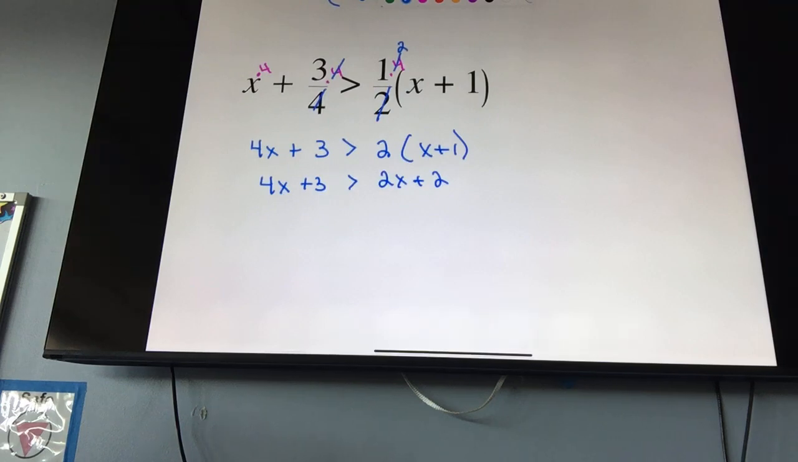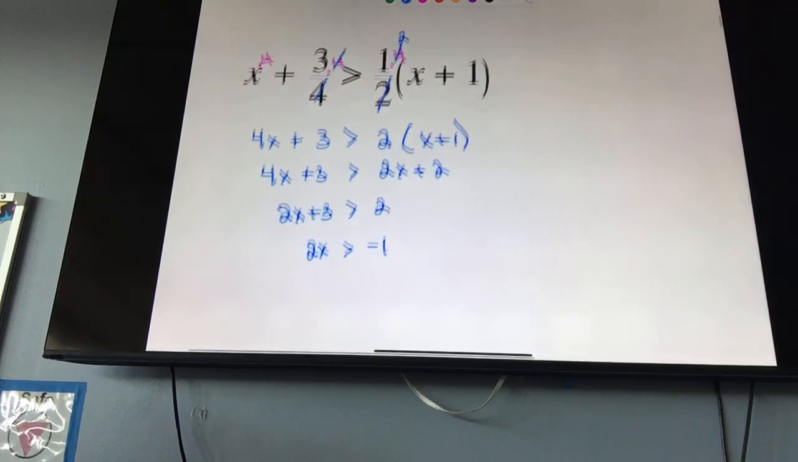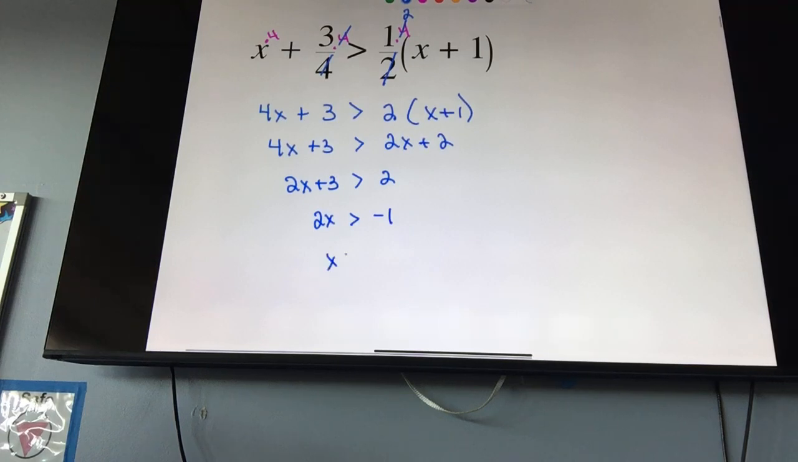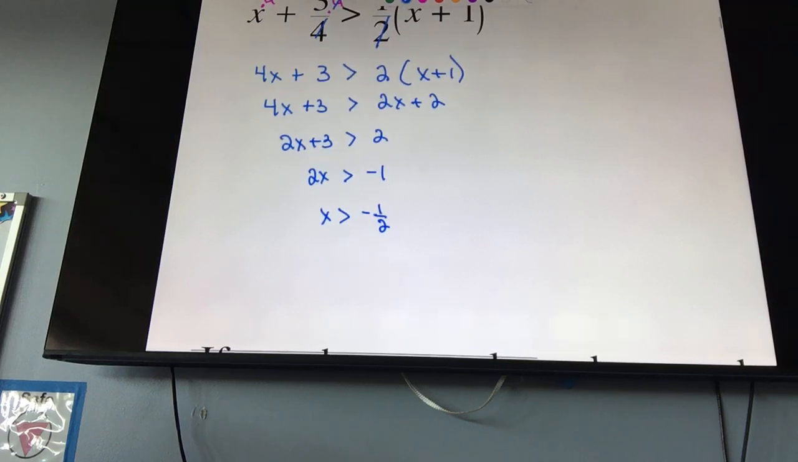Subtract 2x. So 4 minus 2 is 2. Plus 3 greater than 2. Subtract 3, 2x is greater than negative 1. And divide by 2, and x is greater than negative half. Greater means it's going to positive infinity. Negative 1/2 is where we start. We do not include it. So we do have parentheses.